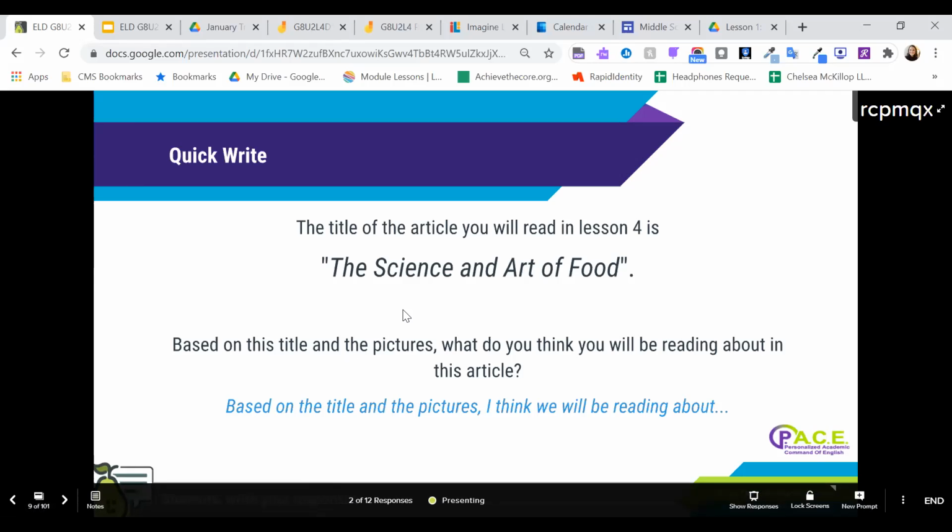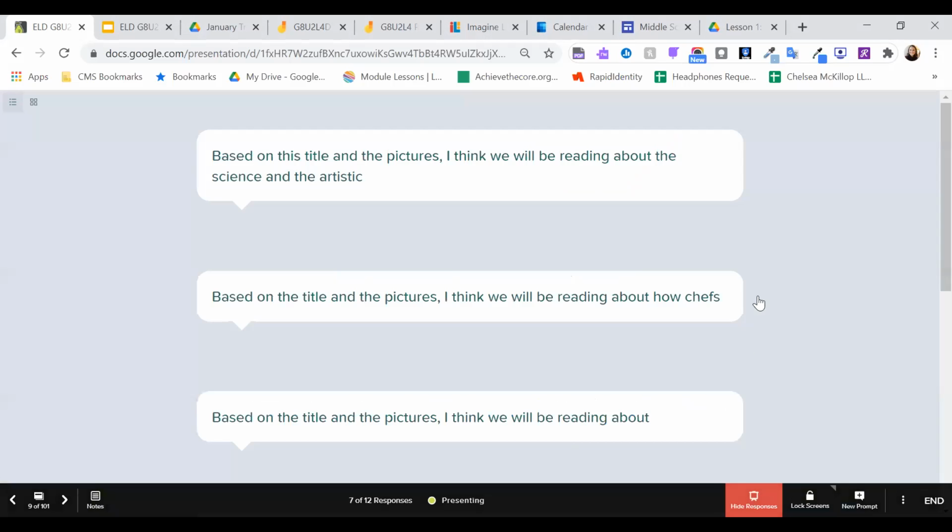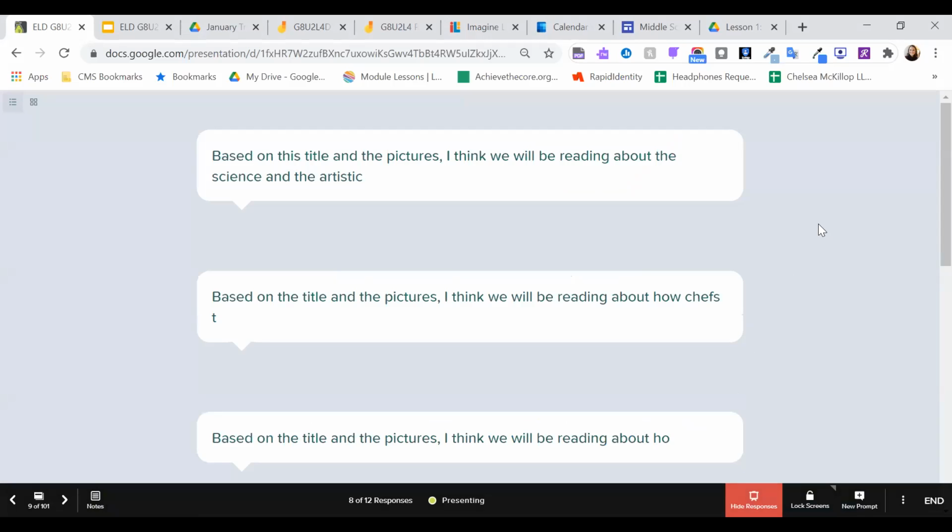Okay, so the next thing we're going to do is a quick write. Using the pictures and the title of our lesson, which is The Science and Art of Food, I want you to answer this question: What do you think you will be reading about in this article? There is a sentence starter there for you. Go ahead in your Jamboard and answer that.